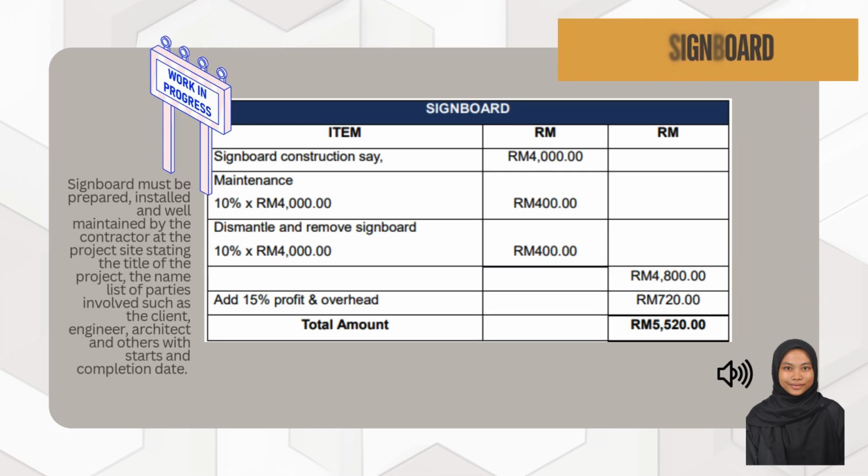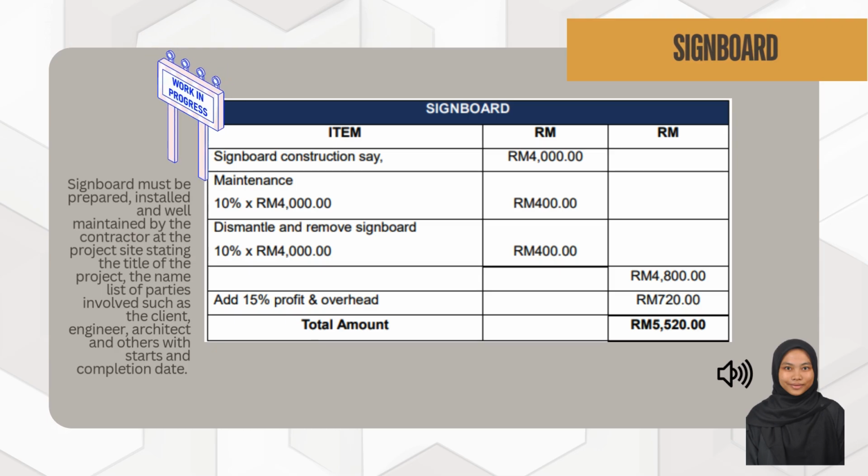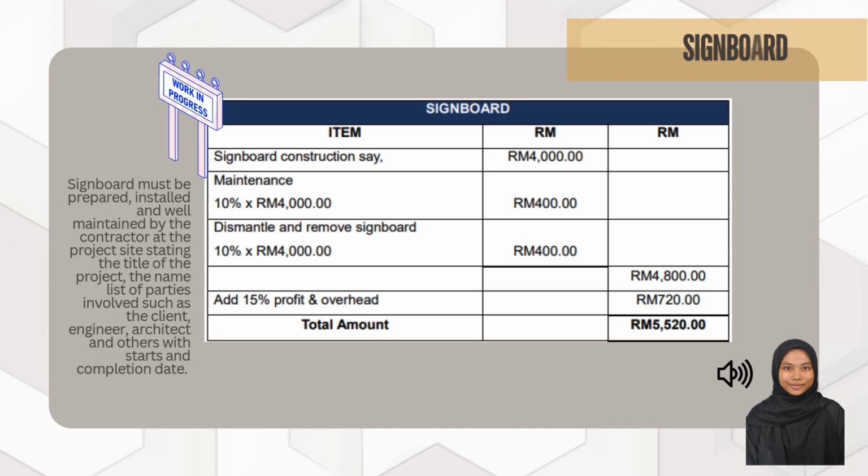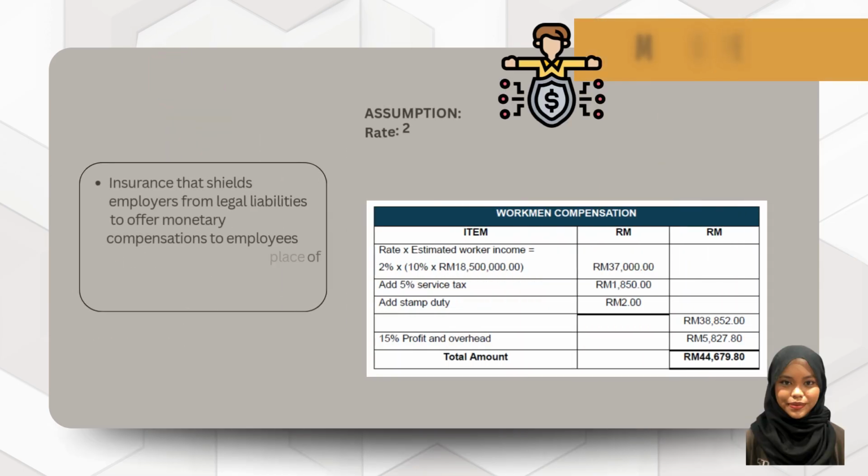Signboard must be prepared, installed, and well maintained by the contractor at the project site stating the title of the project and the name list of parties involved. After the completion of the project, the signboard needs to be demolished. To find out the cost of signboard for this preliminaries item, signboard cost needs to be added with 10% of maintenance and 10% for dismantle and removing signboard cost after the completion of the project. The total amount for the signboard in this project is 5,520 ringgit.